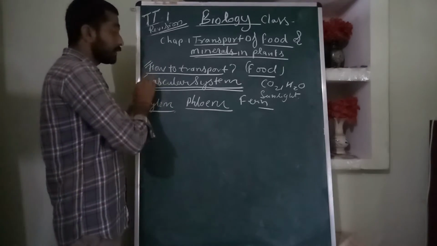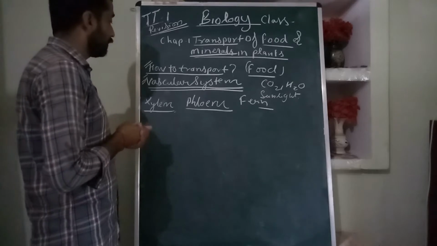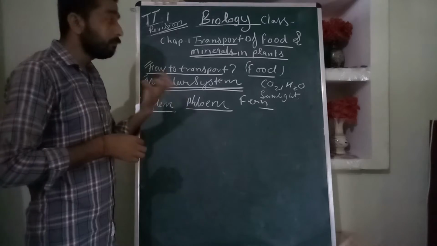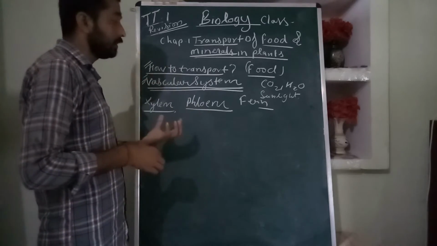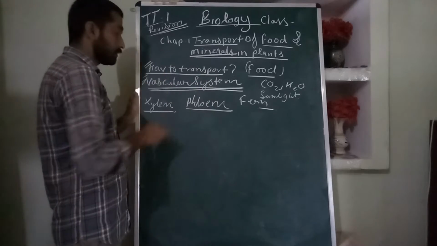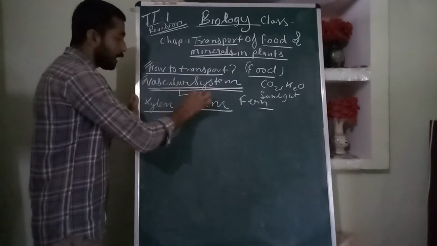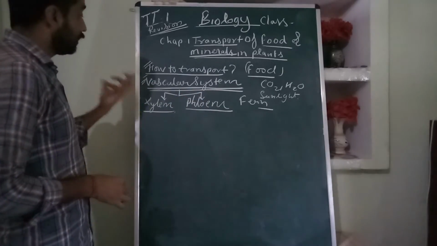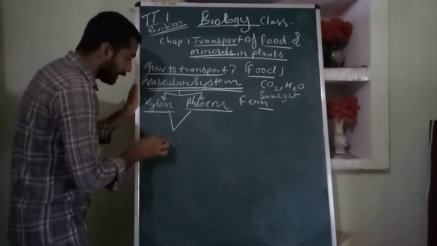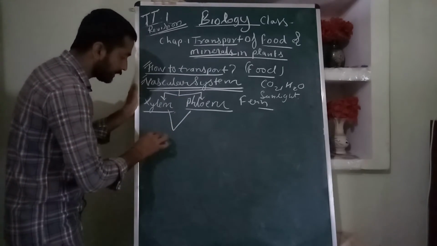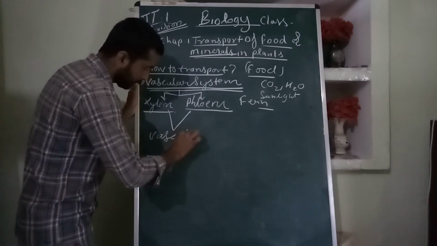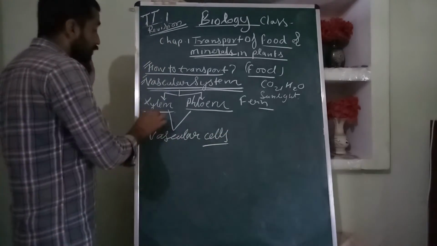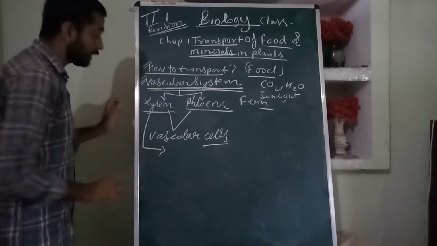Okay, so now vascular system, that means once again we can define it: the system which transports food, minerals, and water in plants. This is called the vascular system. Basically, students, two main parts of the vascular system work, and these specialized cells are combinedly called vascular cells. Okay. So now xylem, what is the function of xylem?